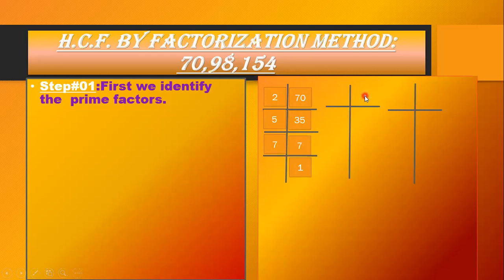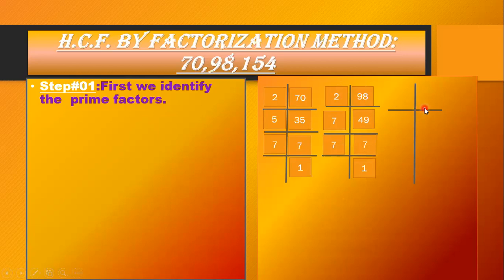Then we will take the next number, that is 98. 98 is an even number. Okay, so it can be divisible by 2. So we are taking here 2 as a prime factor. 2 times 49 is 98. Then 7 times 7 is 49. Then 7 one time 7. So 2 multiplied by 7 multiplied by 7. These are the prime factors of 98.